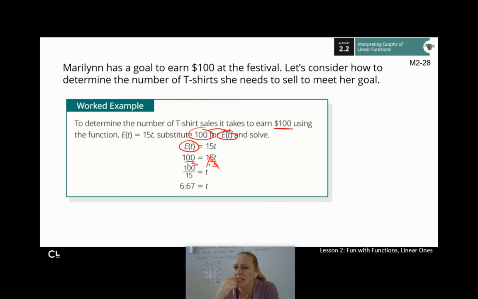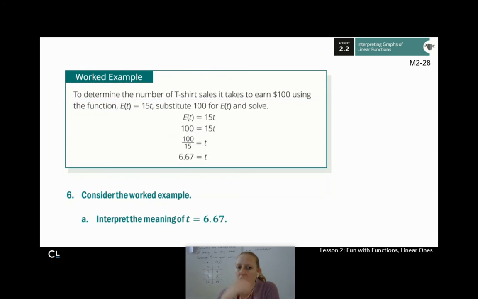But you remember what T stands for, right? Can you interpret what that means, T equals 6.67? Go ahead and hit pause. Tell me what it means that we got T equals 6.67, and then hit play to keep the discussion going.